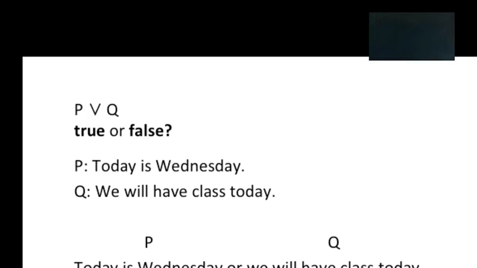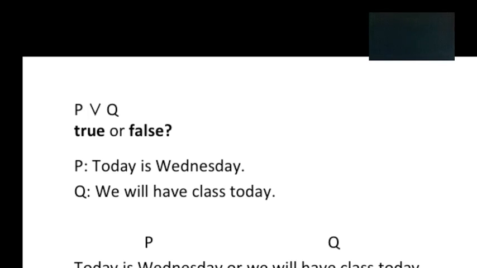Second, P or Q. Remember that wedge means or. So we've got the same two sentences: Today is Wednesday. We will have class today. But this time I put them together with the word or. Today is Wednesday, or we'll have class today. Now, in this case, I'm not saying that both statements are true. I'm just saying that at least one of them is. So if it is Wednesday, I'm correct, whether or not we have class today. And if we have class today, I'm correct, whether or not it's Wednesday. I'm not saying that they both have to be true statements. I'm just saying at least one of them is.